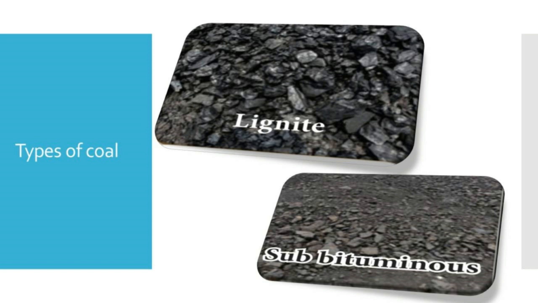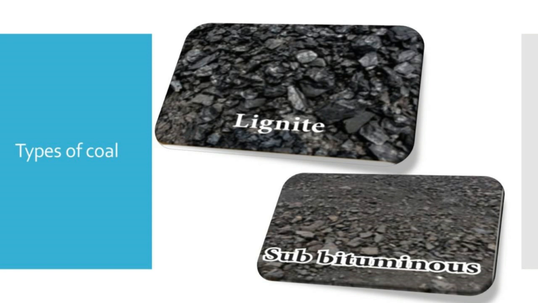Types of coal. Coal is classified into four main categories based on the amounts of carbon it contains and the heat energy it can produce. They are lignite, subbituminous, bituminous, and anthracite. Among these four types, anthracite is the most desirable one due to its high heat content.